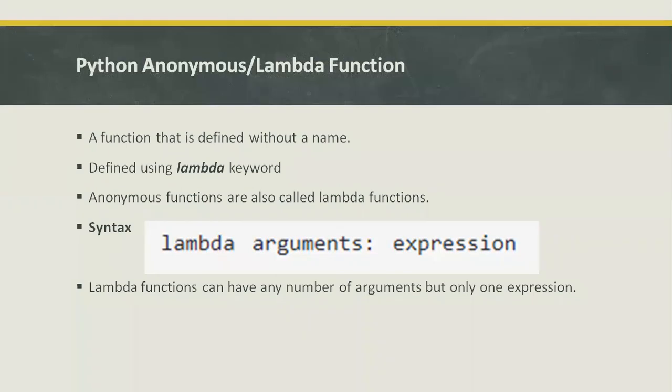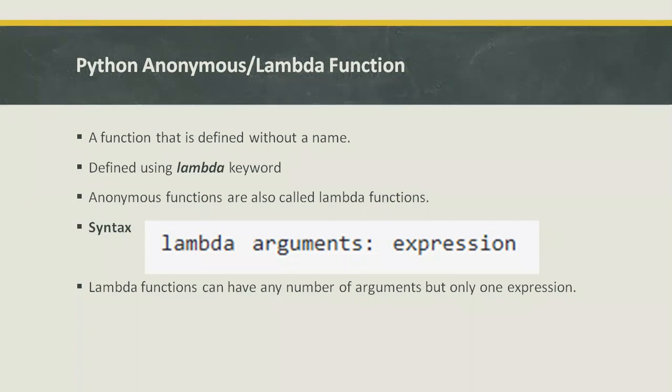Now the next one is Python anonymous or lambda function. What is this lambda function? A function that is defined without a name. Suppose you want to use a small piece of code and you do not want to define a function name. That time you can use the lambda function. Lambda is a reserved keyword.